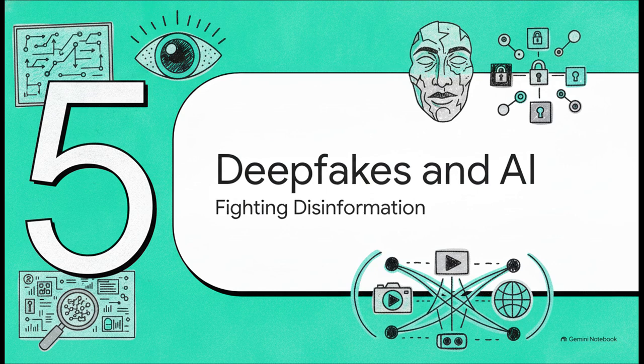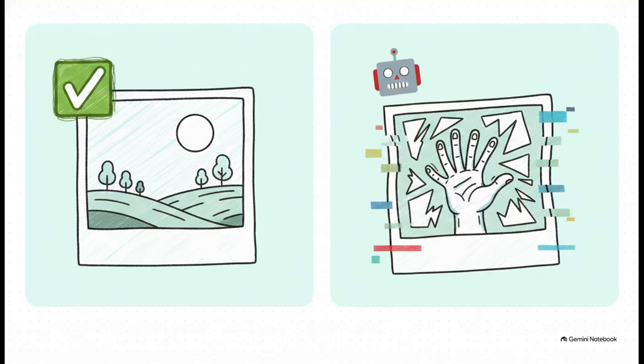Finally, Section 5. Deepfakes and AI challenges. This is all about navigating modern disinformation. The digital battleground today is really between authentic media and AI-generated deepfakes. When we're authenticating a real image, we look for natural cropping, consistent perspective, and normal compression artifacts.